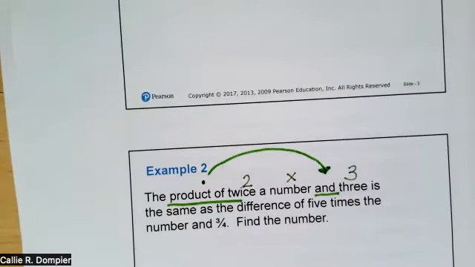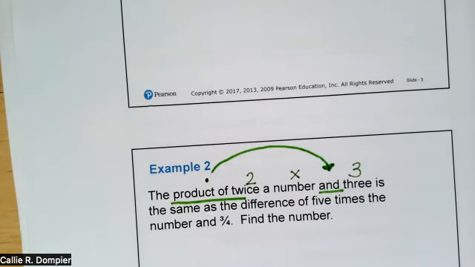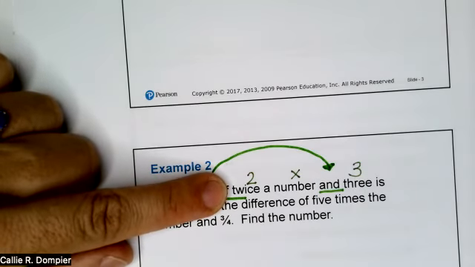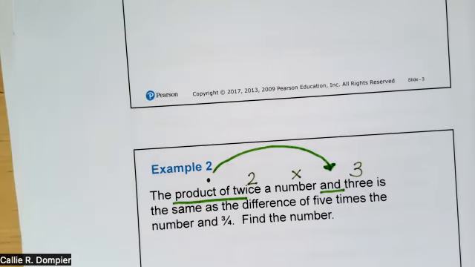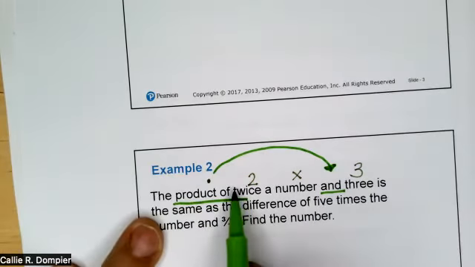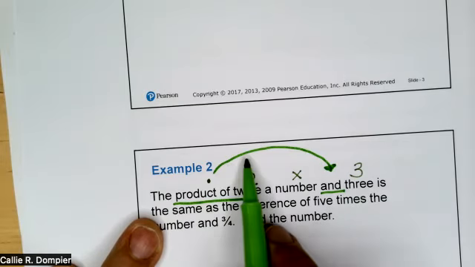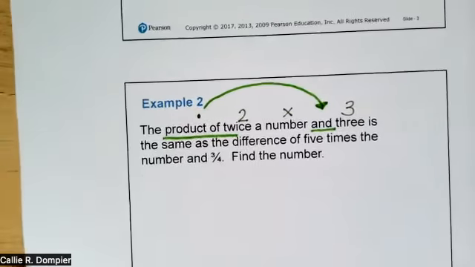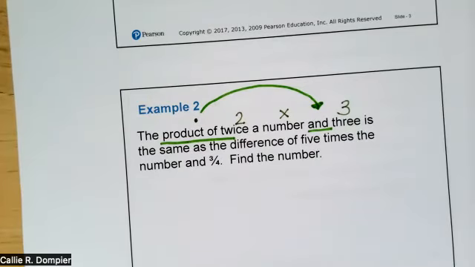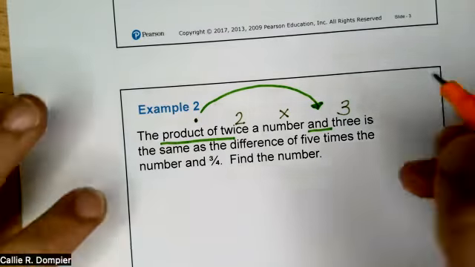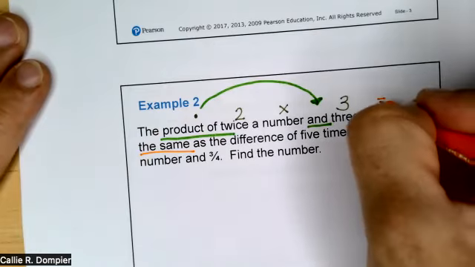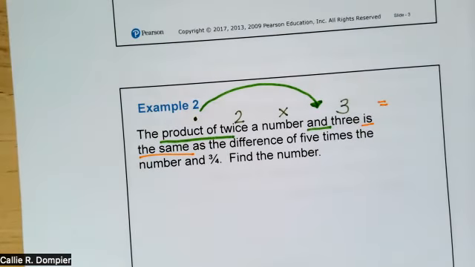If the and is out of nowhere, there's nothing in front of it, right? Twice a number and 3. Then you could say 2x plus 3. Twice a number and 3. However, the product of twice a number and 3 means the multiplication sign goes here. We're multiplying twice a number and 3 is the same as, will be equal sign.